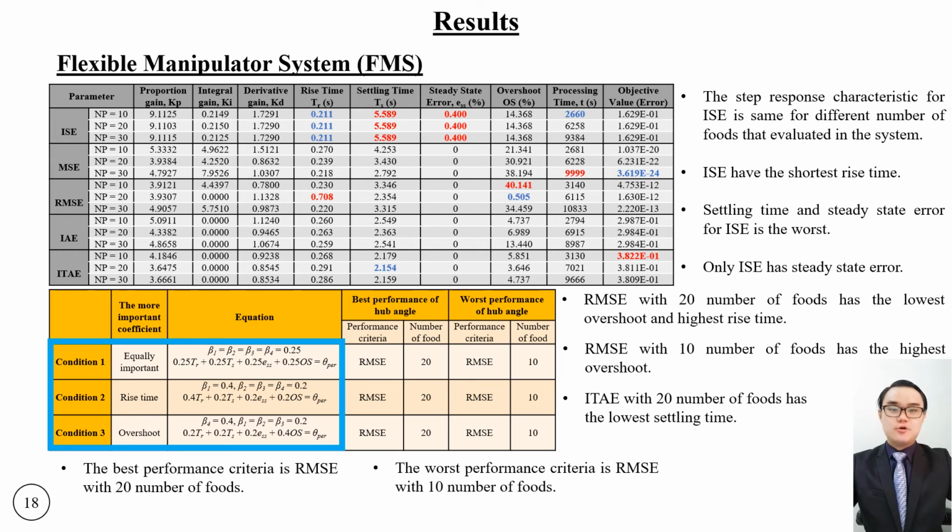Next, there are 3 conditions to analyse which performance criteria is most suitable to tune the PID controller to obtain the best half angle performance of FMS. Throughout the analysis, these 3 conditions show that the best performance criteria is RMSE with 20 number of foot. This is because of its lower overshoot compared with others. By comparing the same overall result, the worst performance criteria for FMS is RMSE with 10 number of foot. This is because it has the highest overshoot compared with others.